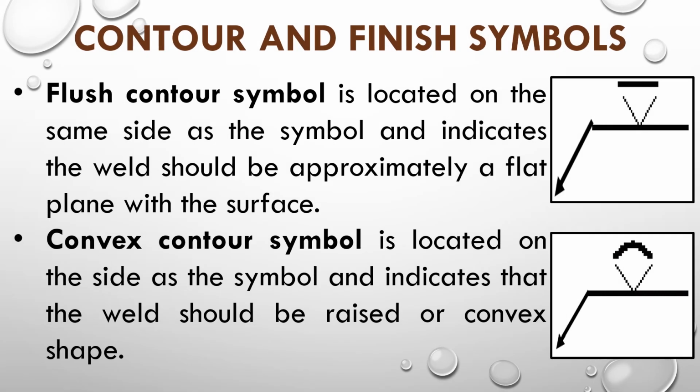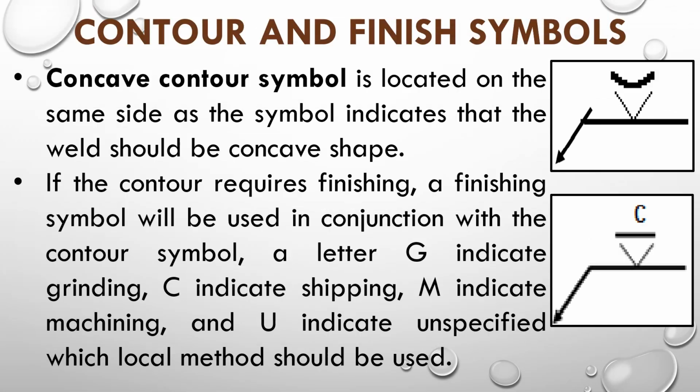The flush contour symbol is located on the same side as the weld symbol and indicates the weld should be approximately a flat plane with the surface. The convex contour symbol is located on the same side as the weld symbol and indicates that the weld should be raised or convex in shape. The concave contour symbol is located on the same side as the weld symbol and indicates that the weld should be concave in shape.